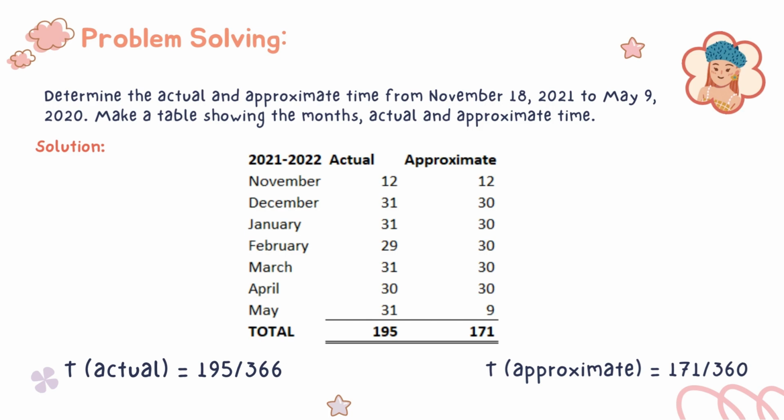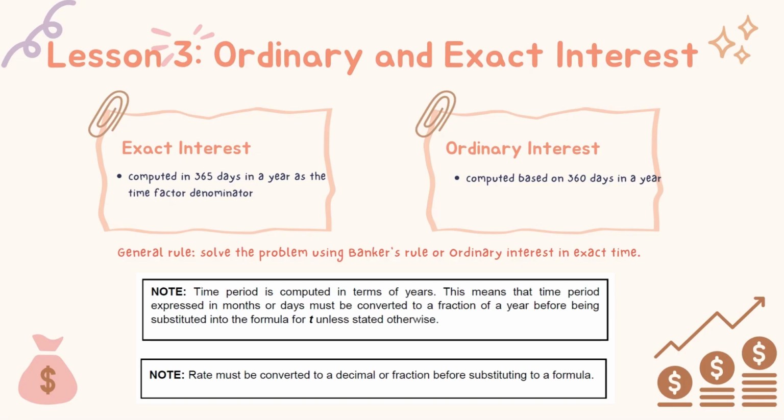So, let's now proceed sa next, which is the ordinary and exact interest. So, for ordinary, this is computed based on a 360 days in a year. So, amo na natin nila difference. Ordinary interest, 360 days in a year. Ang exact naman is 365 days in a year.